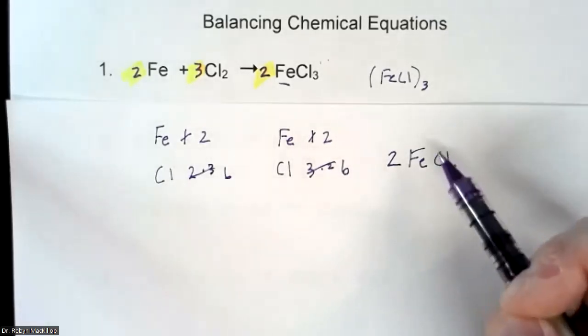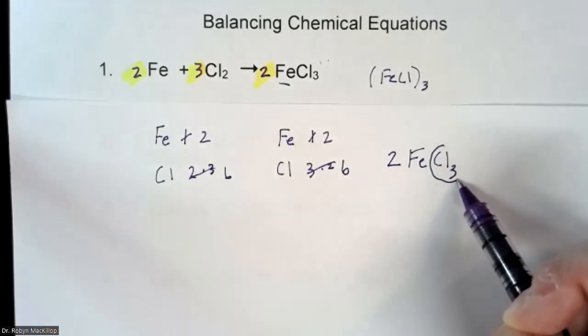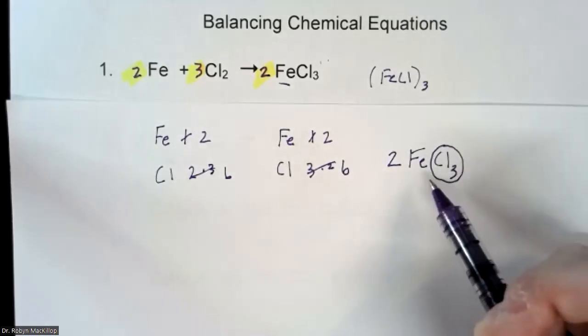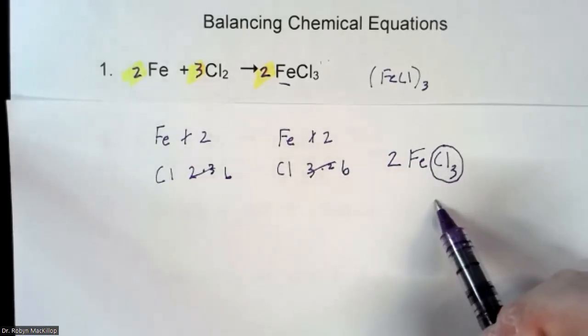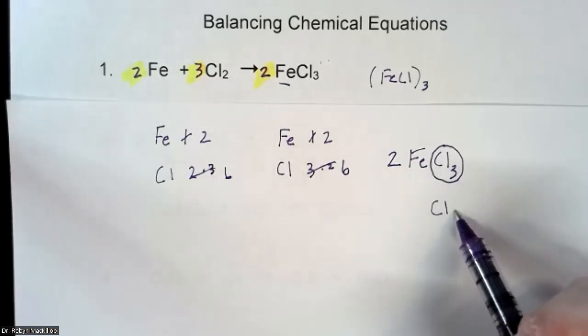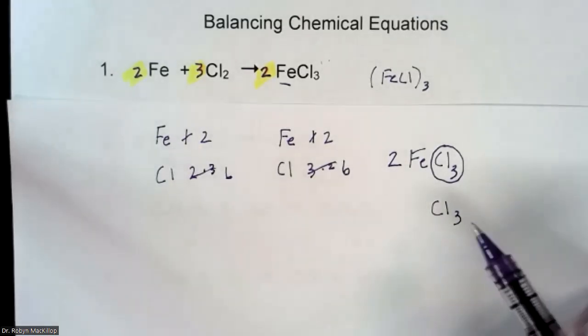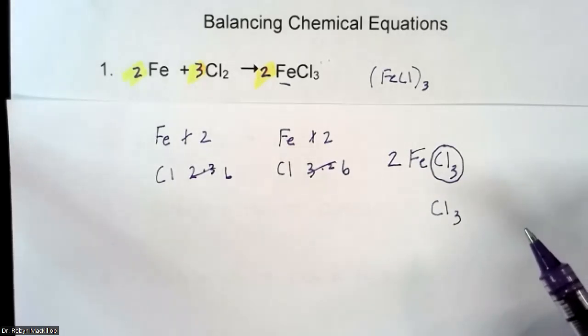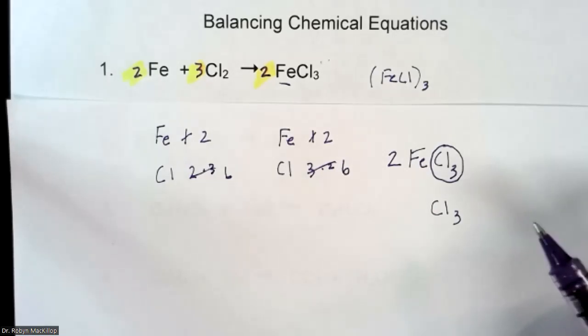But the little number, the subscript number, goes with the element it's attached to. It does not affect any other element. This is actually chlorine trioxide or something. It's an actual thing in and of itself. CL3 is some element.